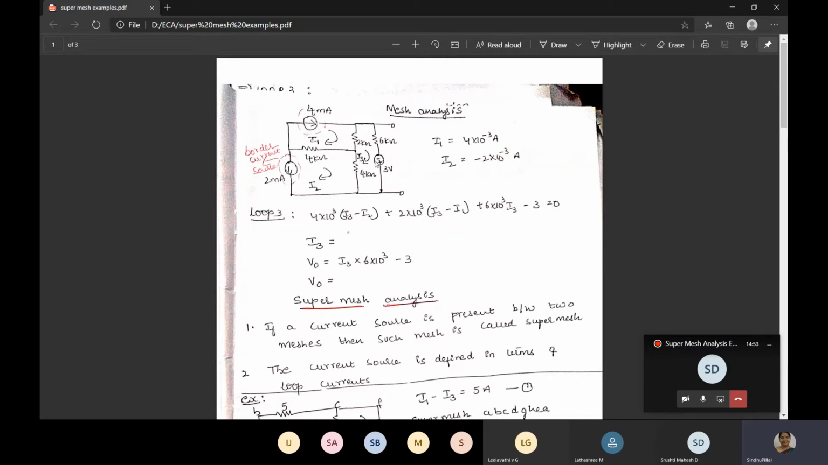In this problem, we have to find the voltage V0 at the terminal shown here. I have not written it here, but we have to find out the voltage.